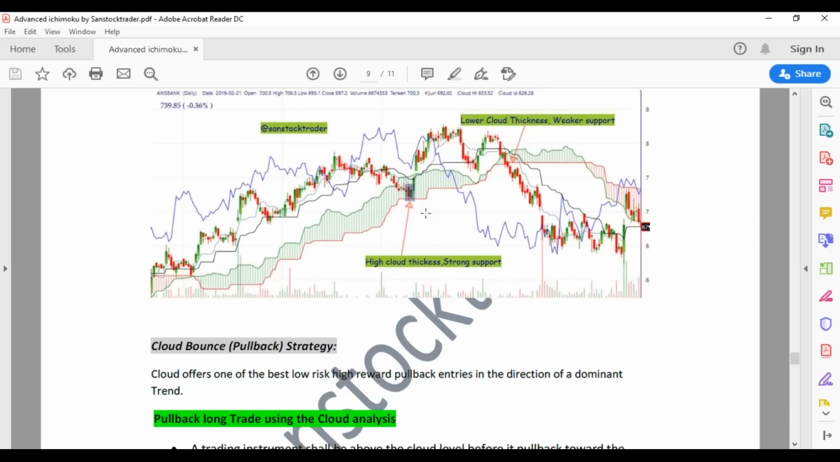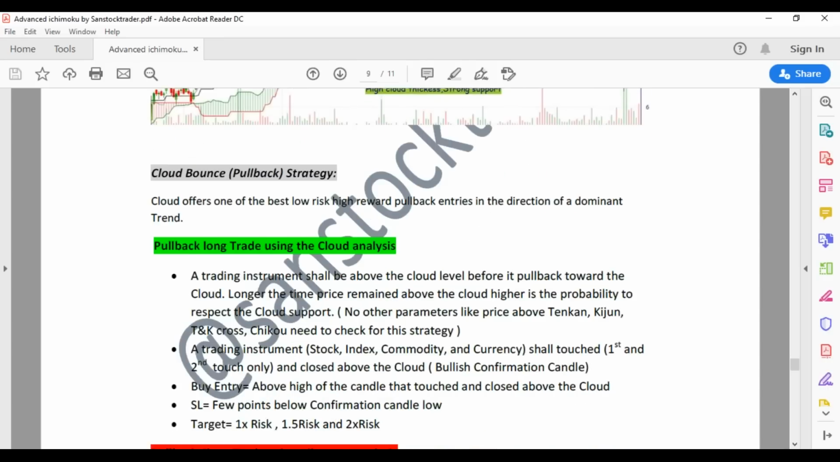The only problem with this strategy is that it will give you very few trades, but accuracy is really high, your stop loss will be very low and reward will be very high, 1:3, 1:4. I have backtested this strategy for the index that I will share with you. So what is the strategy?